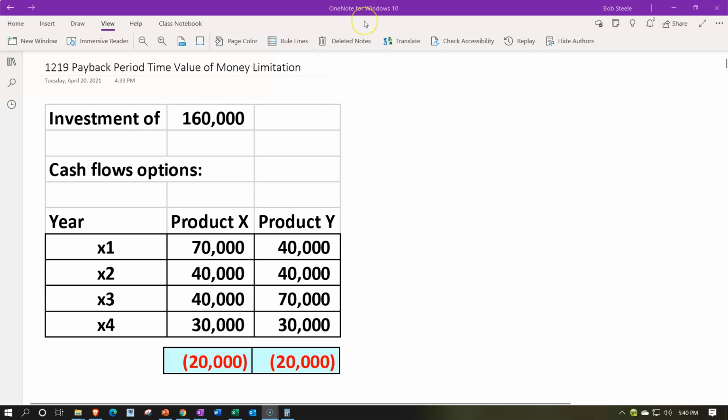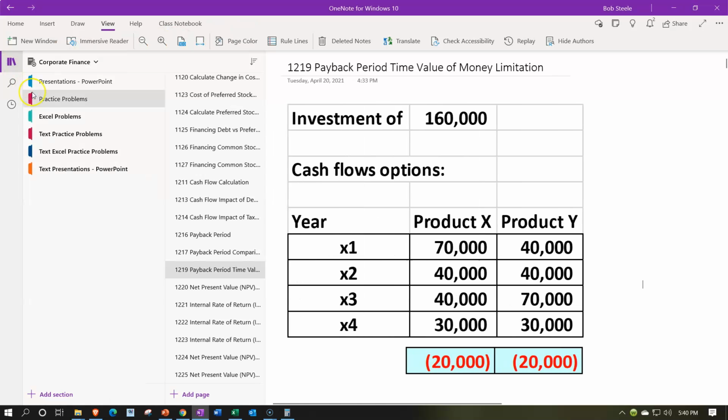Here we are in OneNote. If you have access to OneNote and would like to follow along, you're not required to, but if you would like to, we're in the icon on the left-hand side. We're in the practice problems, down in the 1219 payback period time value of money limitation tab.